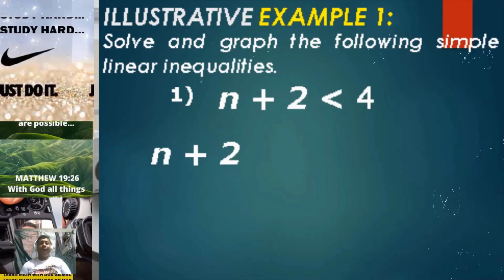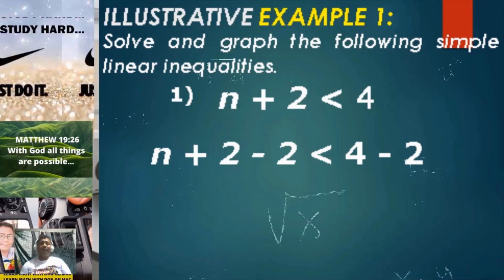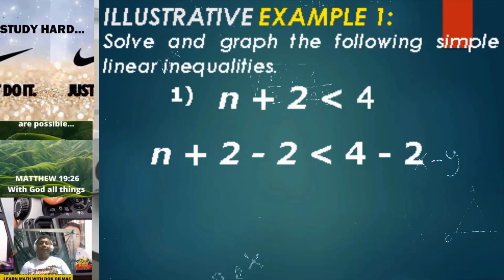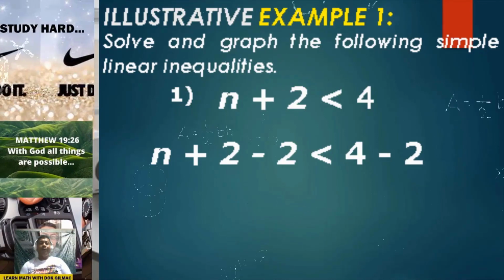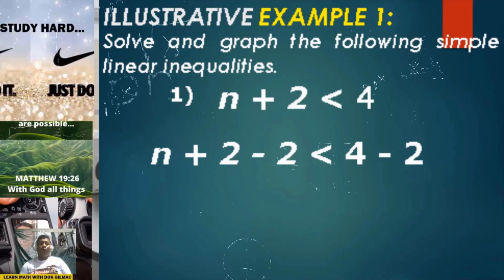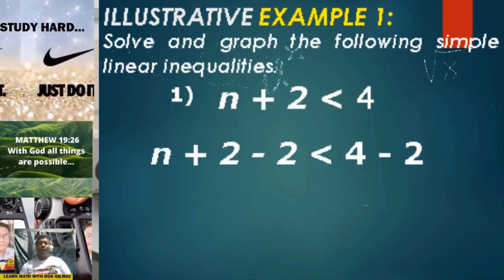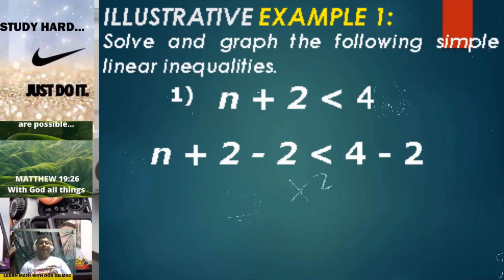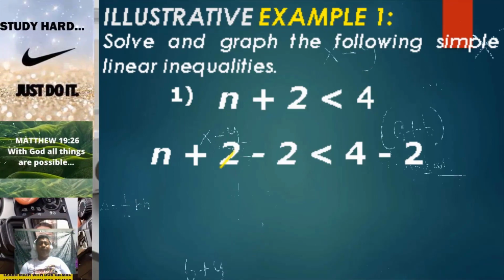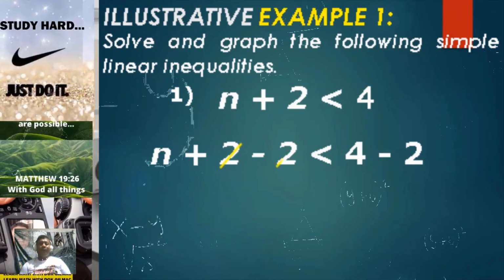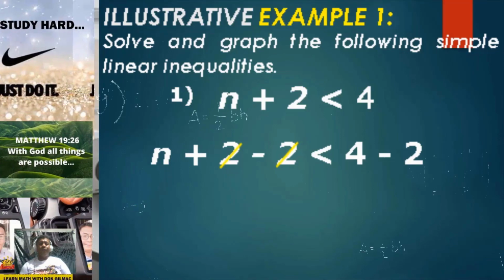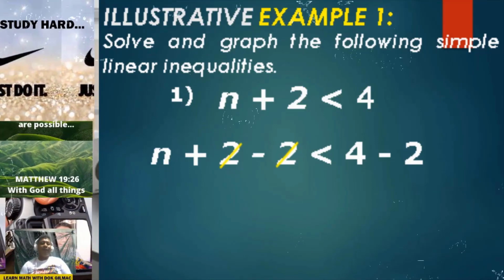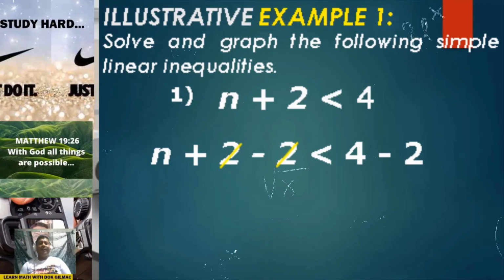So we have n plus 2 minus 2 is less than 4 minus 2. From here, we can just cancel 2 and negative 2 since they are additive inverse. So we can cancel 2 and negative 2. So from here, we have n is less than 2.